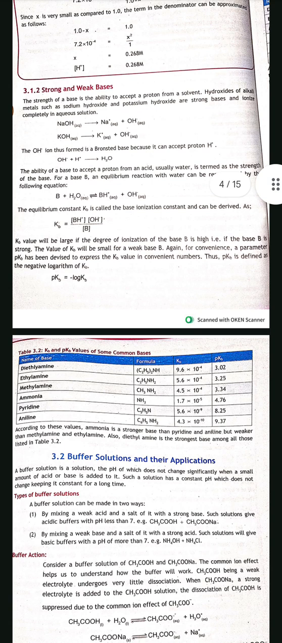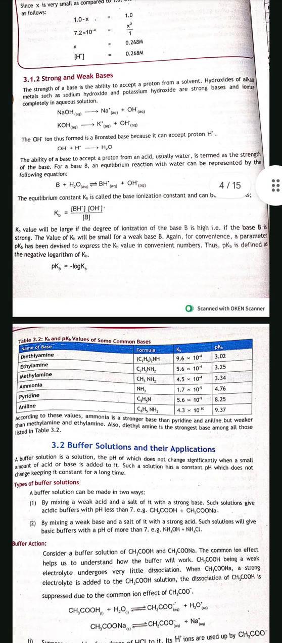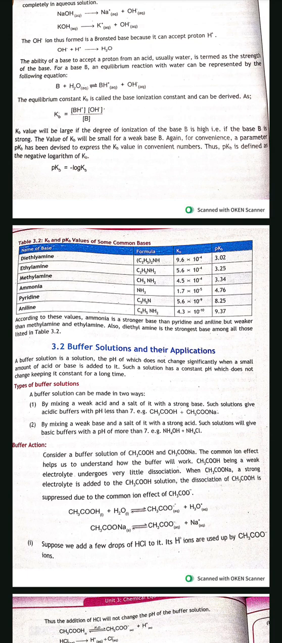The ability of a base to accept a proton from an acid, usually water, is termed as strength of a base. For a base B, an equilibrium reaction with water can be represented as follows. B plus H2O gives us BH+ plus OH-. So equilibrium constant Kb is [BH+][OH-] divided by the concentration of B. pKb is equal to minus log Kb.